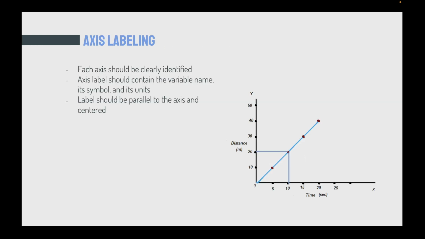Axis labeling, one more time. Each axis should be clearly identified. The axis label should contain variable name, symbol, and units. The label should be parallel to the axis and centered. Not necessary, but it's more aesthetic if you can make it. Like distance in this way, the word distance is the same as what I did on the side. This is not the best way. If you can make it parallel with the y-axis, it will just look better, if that makes sense.